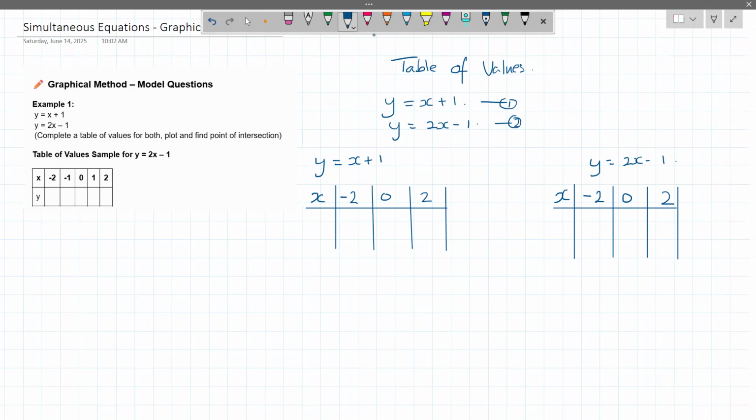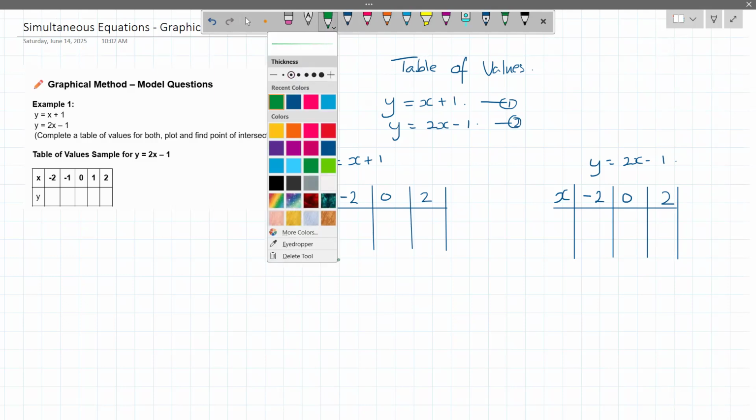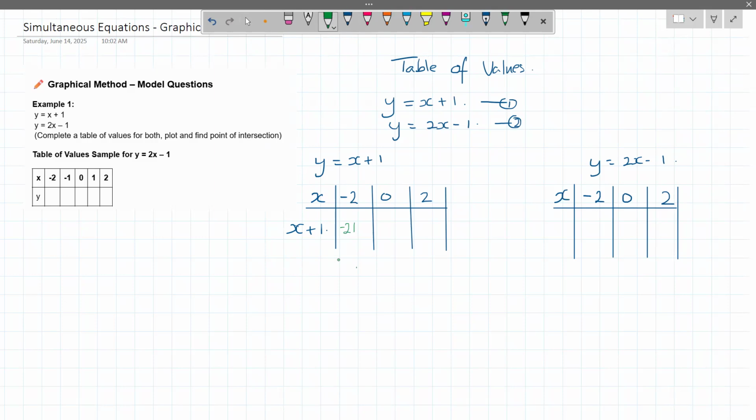Now look at how I'm going to do this. We don't really need to split up this one. This one we just want to take whatever x is and add 1 to it. So here x is -2. So look at this. -2 plus 1 is going to give me -1. That's my answer here, -1. I'm working out what x plus 1 is. 0 plus 1 will give me 1. 2 plus 1 will give me 3. These are my y values. That's what you get when you add -2 and 1, 0 and 1, 2 and 1.